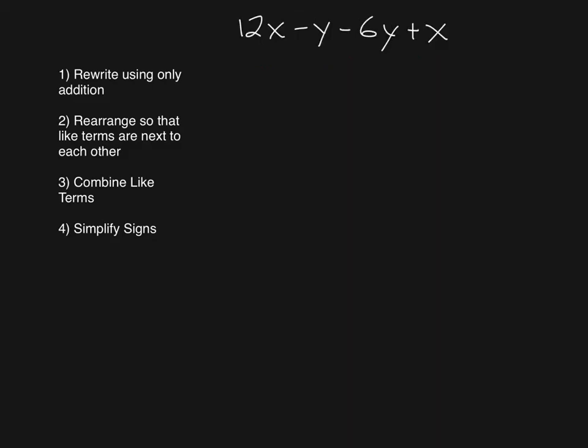Alright, let's try this a couple more times just to get the hang of it. Remember, our first step we're going to rewrite using only addition. So I have 12x, our first term is not going to change, minus y is going to become plus negative y, minus 6y is going to become plus negative 6y, plus x. So now this is written just using just addition.